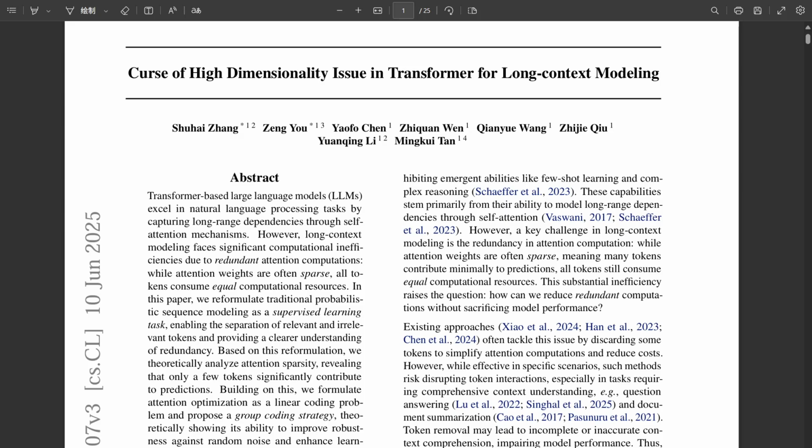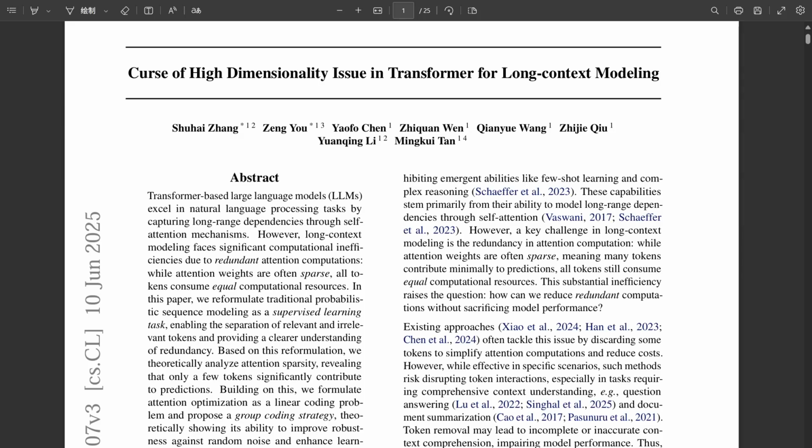Right. The paper makes this really critical point, quoting here: "While attention weights are often sparse, meaning many tokens contribute minimally to predictions, all tokens still consume equal computational resources." That phrase, equal computational resources, for tokens that contribute minimally, really hits home. That sounds like the root of the problem. It's the core inefficiency they're tackling.